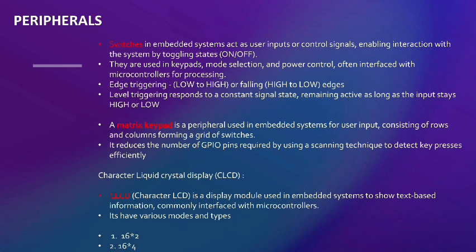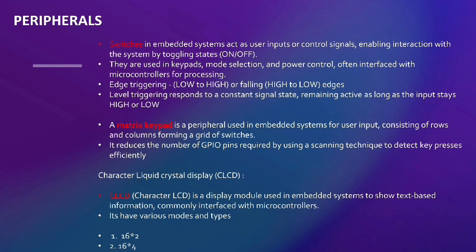Like CLCD, which is nothing but a character liquid crystal display, which is mainly used in embedded systems to show text-based information. For example, like messaging your friend with a text like hi or hello, good morning or good evening, whatever. It can be used in an embedded system, which is a character liquid crystal display, shortened to CLCD. It has two types, 16x2 or 16x4.